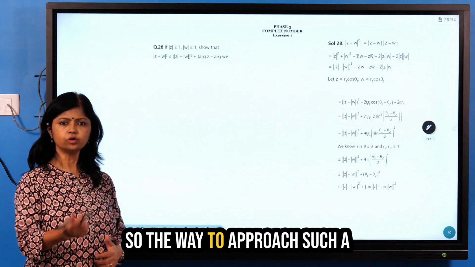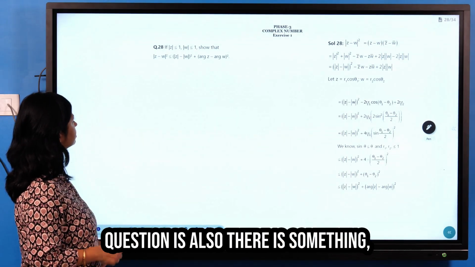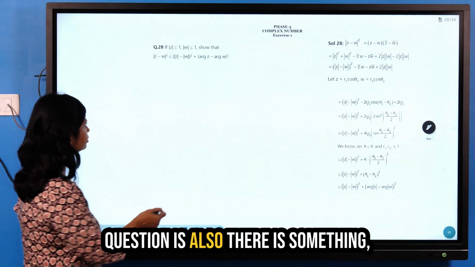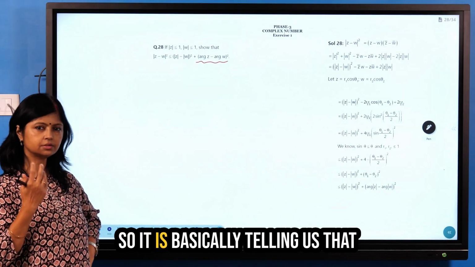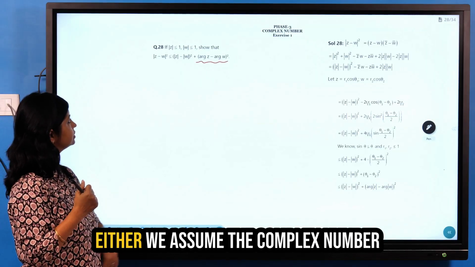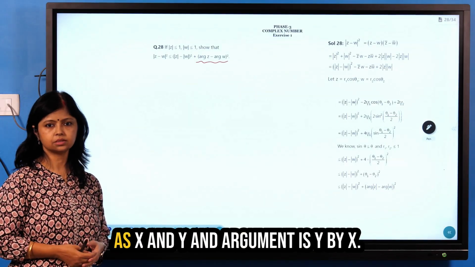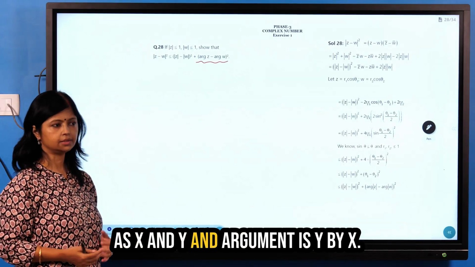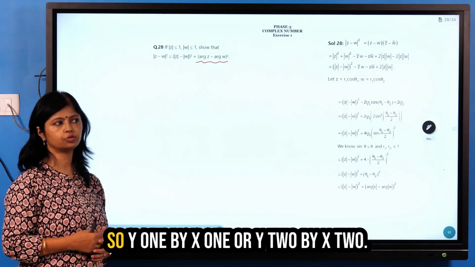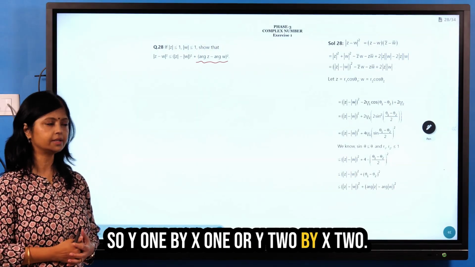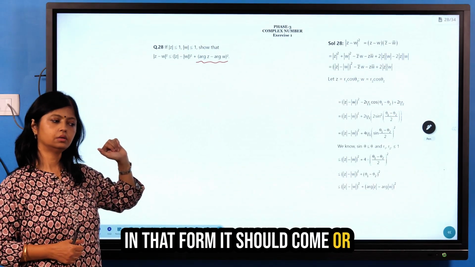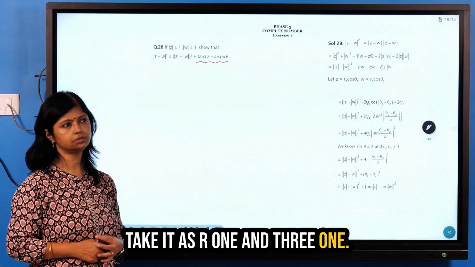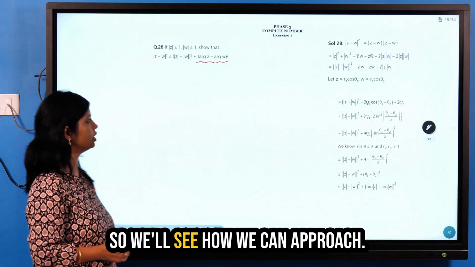So the way to approach such a question is, also there is something argument is also given to us. So it is basically telling us that either we assume the complex number as x and y and argument is y by x, so y1 by x1 or y2 by x2, in that form it should come, or take it as r1 and theta 1. So we'll see how we can approach.